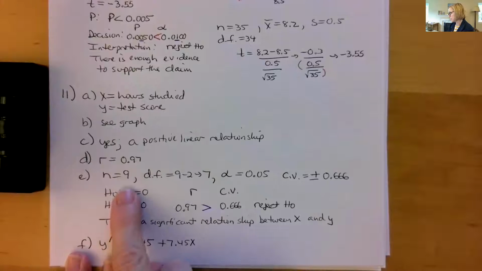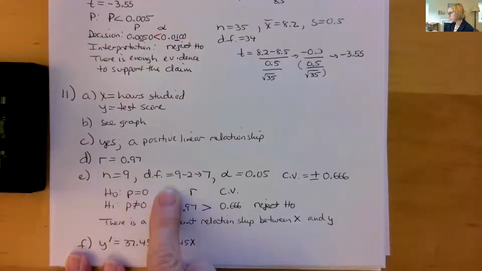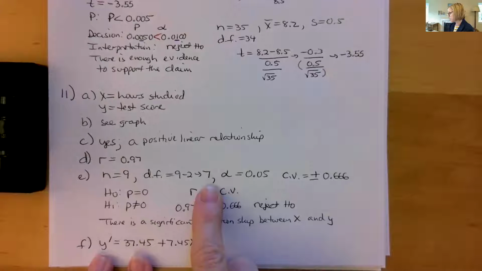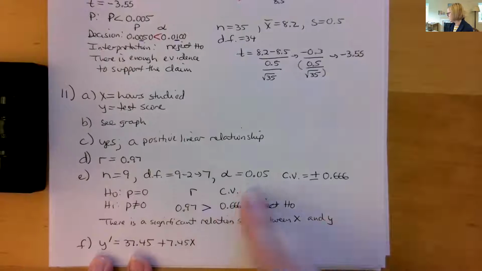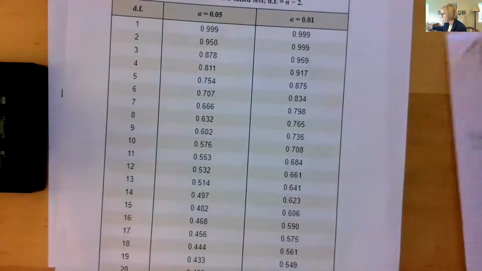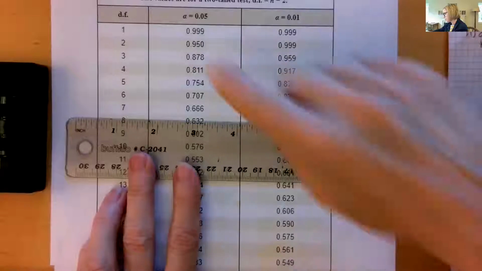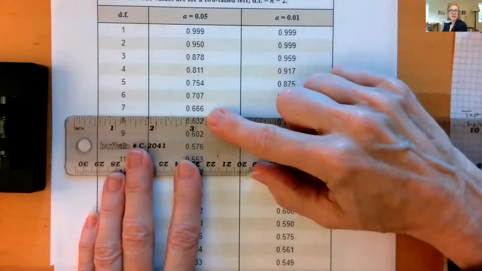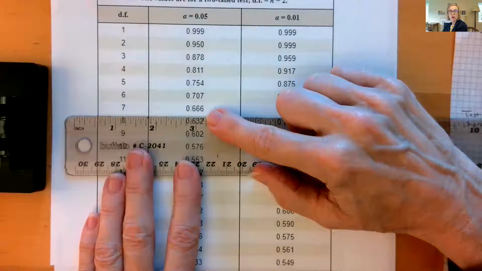Remember the sample size was 9. For this case, the degrees of freedom are n-2 because we're working with 2 variables, so the degrees of freedom are 7. The level of significance is 0.05. So we're going to go to this critical value table, table I, with 7 degrees of freedom. Level of significance 0.05 gives us this critical value of 0.666 that we're going to compare our R value to, to see whether or not it's significant.